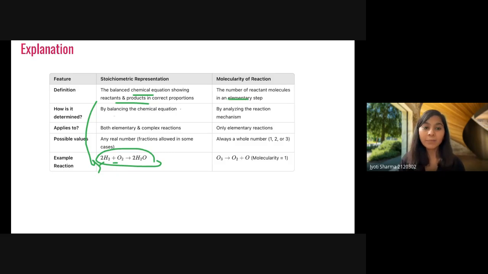By balancing the chemical equation you can calculate the stoichiometry, but by analyzing the reaction mechanism you can calculate the molecularity. So molecularity and stoichiometry are different, but just keep in mind, if we are talking about the elementary reaction, then we will talk about the molecularity, but if we are talking about the balanced equation, then this will be stoichiometry representation. So this is how we can give the difference between these two.